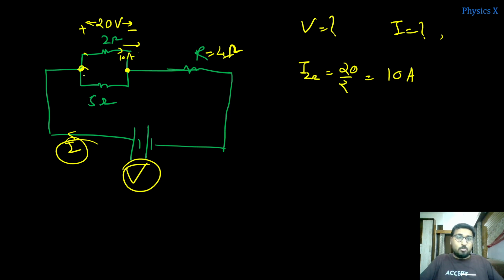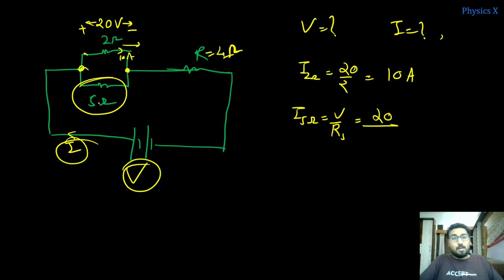And you know that these two are in parallel, so across the 5 ohm also, the voltage is going to be the same. Current is V by R. So V is what here? 20 only, because these are in parallel, and R is 5. So this is 4 amperes. So 10 ampere is like this, 4 ampere is like this.